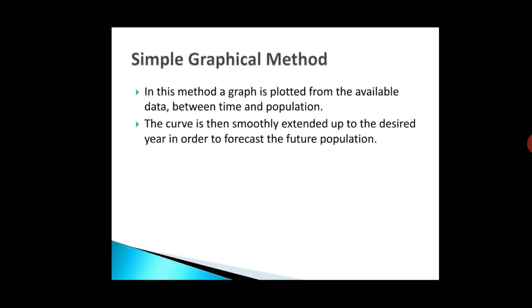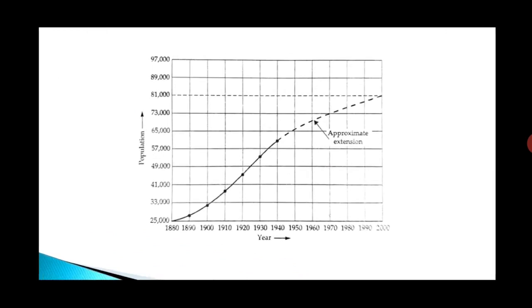For this method, first we have to obtain the data of population for several decades. Then we will plot a graph between year and population. See one example. Here we have population data starting from the year 1880 up to 1940. First we will plot a graph between population and the year for the given data. Then it is asked to find the population in the year 2000.